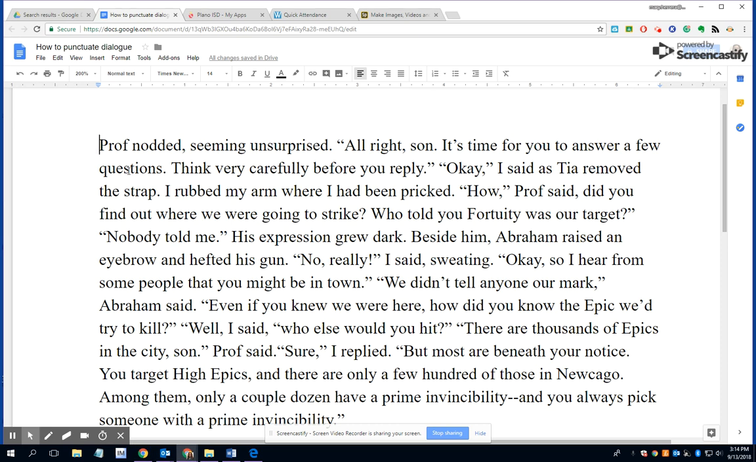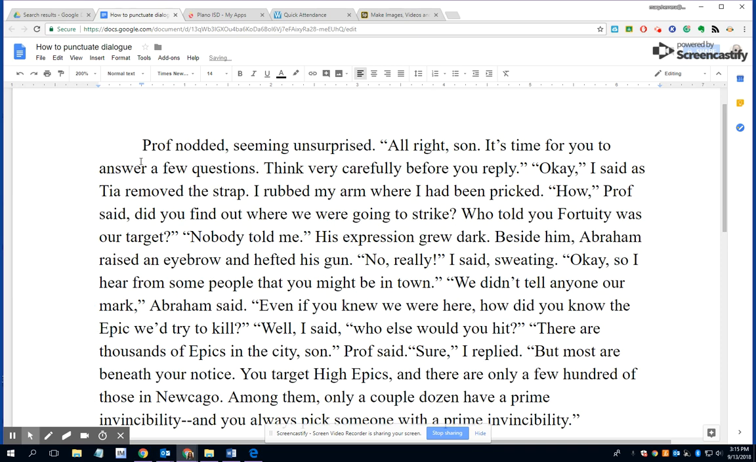Okay, so the first thing is, always with a new paragraph, you're going to indent. I use the tab button. It's on the far left underneath the number 1. There's a button that says tab, and that's how you indent a paragraph.